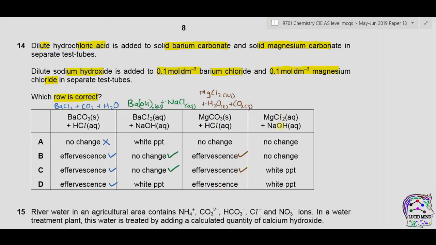In the last reaction of magnesium chloride with sodium hydroxide, the product will be magnesium hydroxide, which is precipitate as it is very less soluble. And second is sodium chloride, which is soluble. So there will be white precipitate of magnesium hydroxide present. The answer is therefore C.